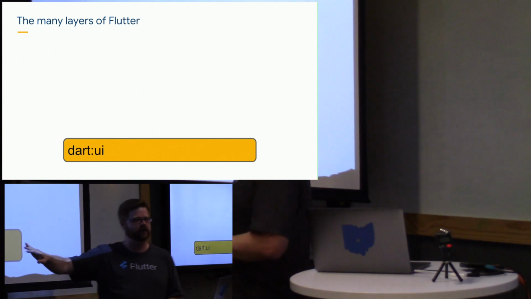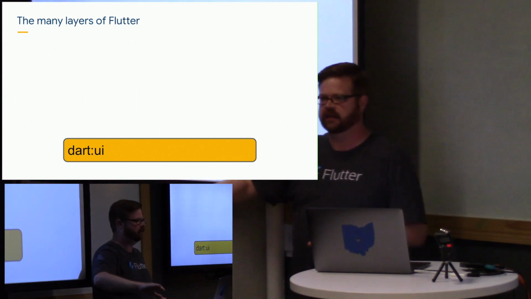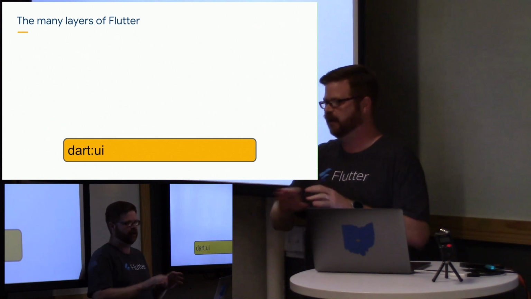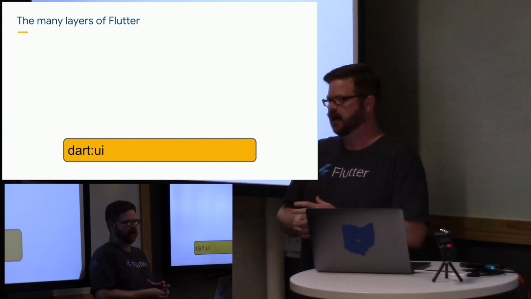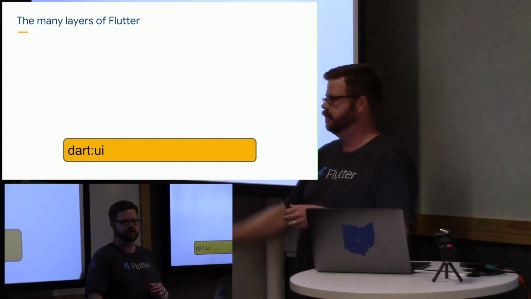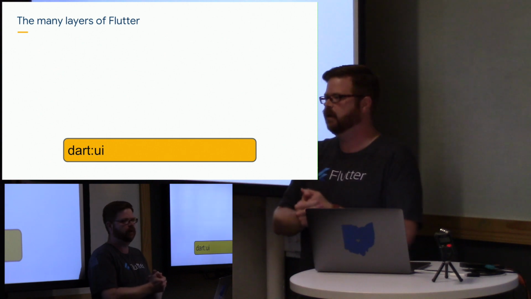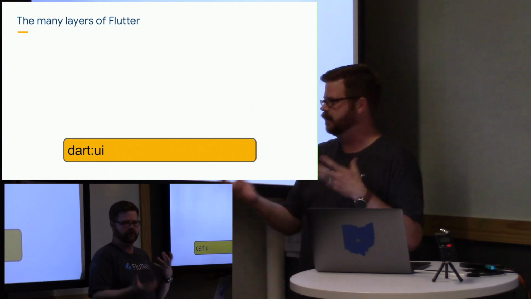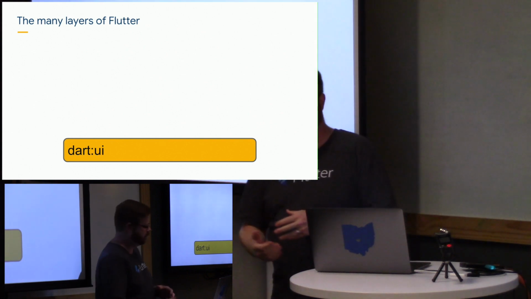The very bottom layer is called Dart UI, and this is a wrapper for some native code with some Dart as well, and it's very rudimentary. It's like, I would like to give a texture to the GPU. Please take this texture and give it to the GPU for me. I would like to know how big the screen is. I would like to schedule a function to get a callback at a certain time or something like that. And so that's the bottom layer.